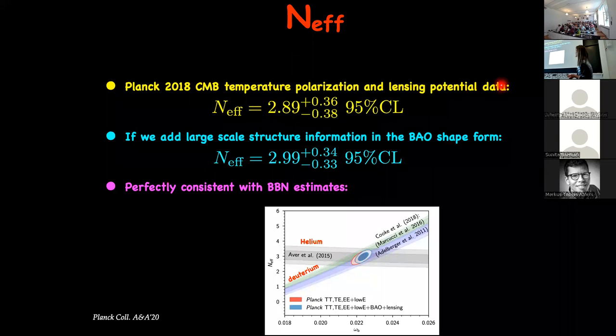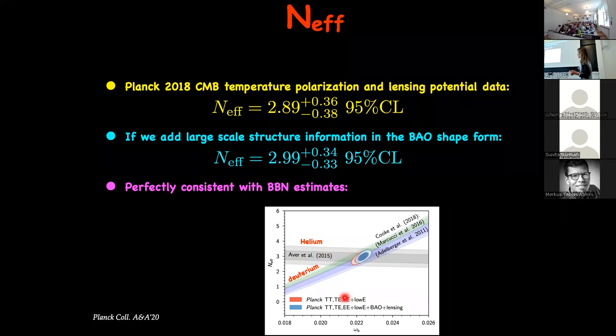And if we add large scale structure information in the UV-CSIC form, that I will explain to you, we get a number that is super close to 3. So little room for sterile or additional species from BBN plus CMB. Moreover, these measurements from the CMB are perfectly consistent with BBN estimates. You can see here helium, deuterium, and here BBN, and they agree perfectly. So no way.